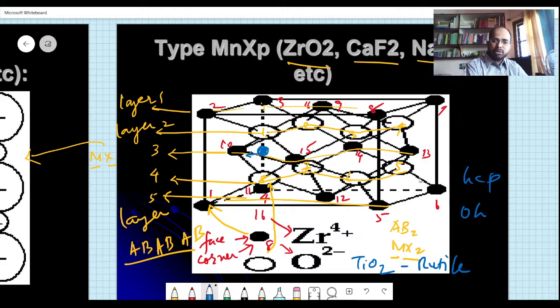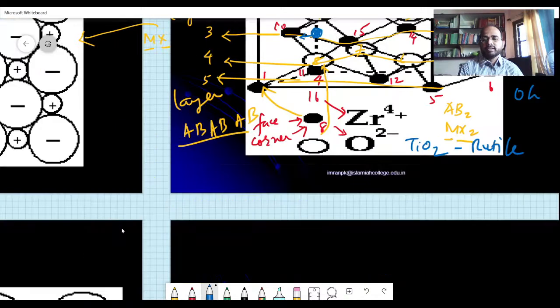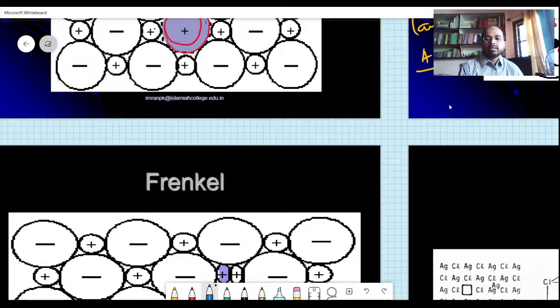So I'm not able to move it here, but I will show in the later slides how a cubic arrangement can be seen in terms of the hexagonal packing arrangement. So already I explained this.